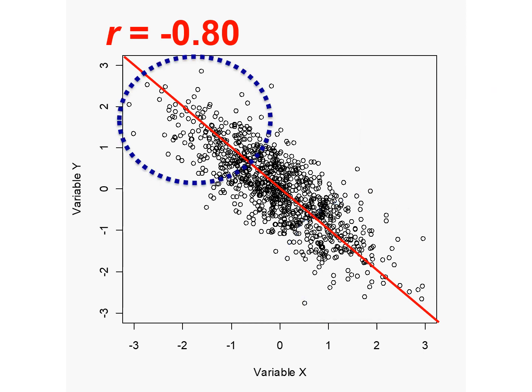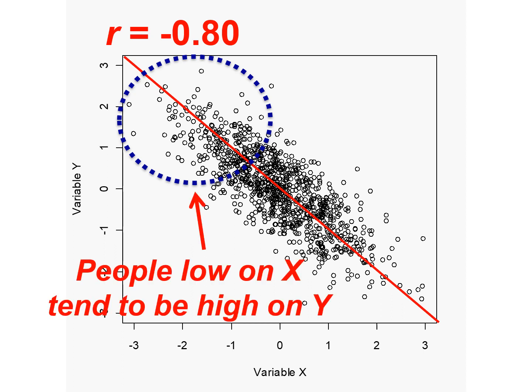There are also a lot of people in this upper left corner. These people have low scores on x and high scores on y. When x and y are negatively correlated, people low on x tend to be high on y.